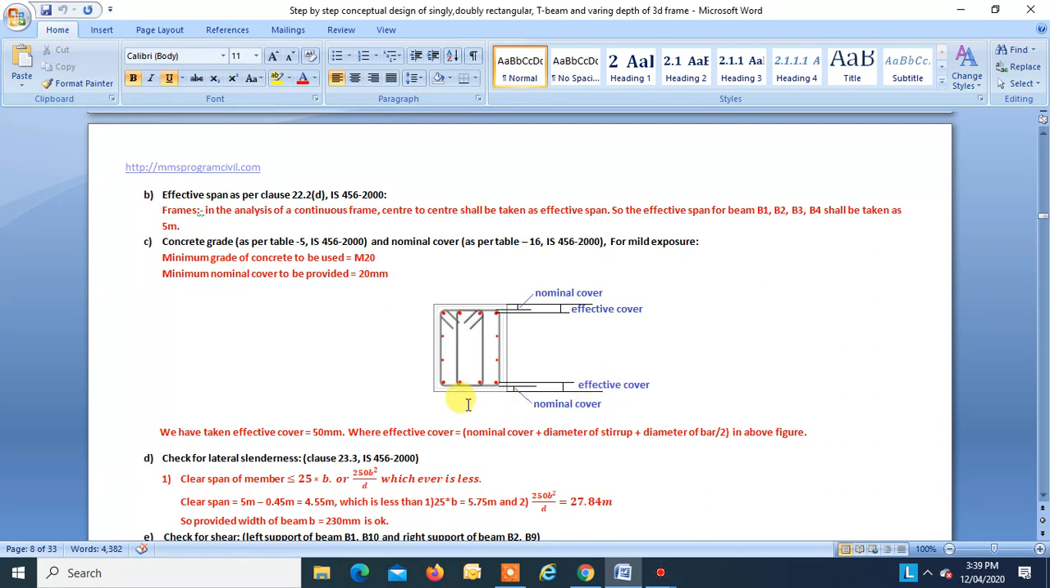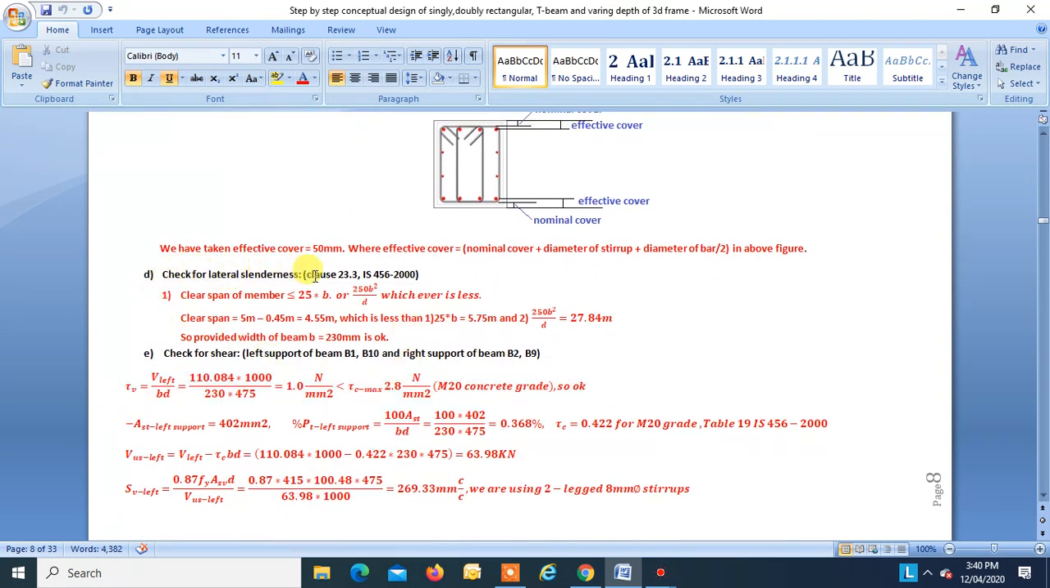What is effective cover? Effective cover is the distance from the outer face to the CG of the steel. Over here the CG of steel is at the center of this round bar. So in this figure we can say effective cover is equal to nominal cover plus diameter of stirrup plus half the diameter of the bar. This is how we get the effective cover. We have provided our effective cover as 50 mm, which is found to be okay.